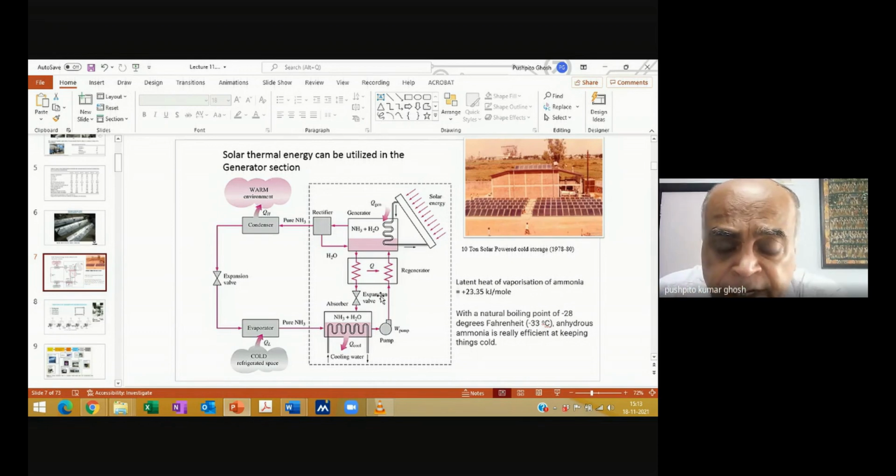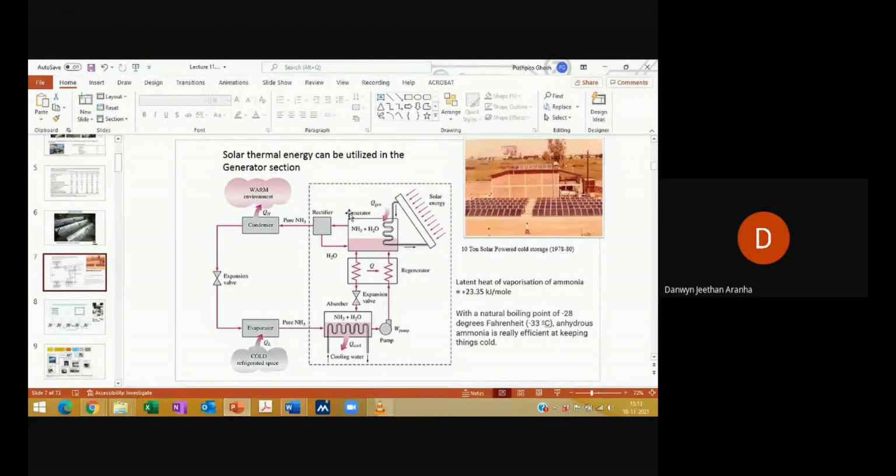In a refrigerator, what you will do is use a compressor to compress the ammonia, or whatever is the refrigerant, so that it liquefies. Is that clear now? Everybody understood? Yes, sir. Yes, sir. Okay.